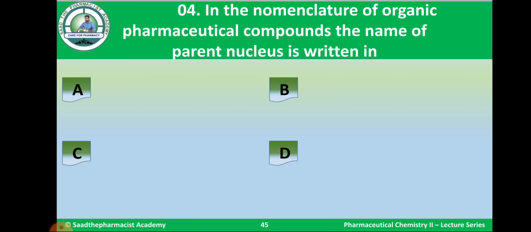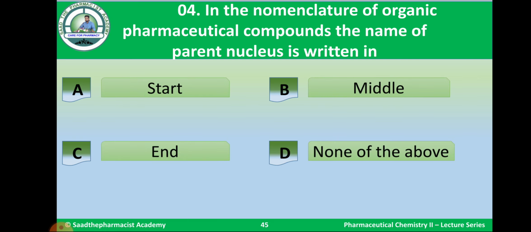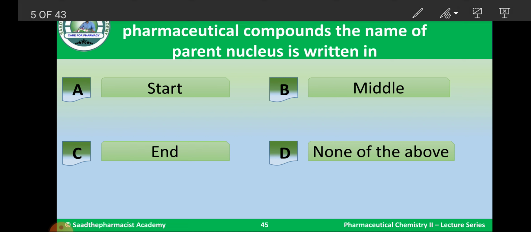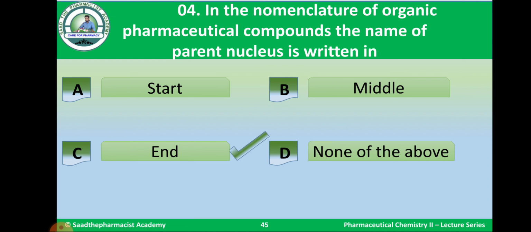Question number 4: in the nomenclature of organic pharmaceutical compounds, the name of the parent nucleus is written in. For this question the options are A start, B middle, C end, D none of above. You studied the rules, and in the rules we have seen that the name of the parent nucleus is written at the end. Therefore the correct answer for this question is C, end.